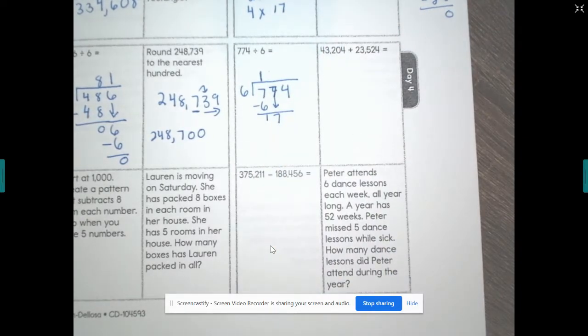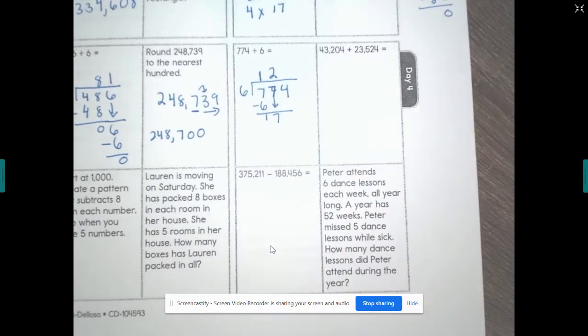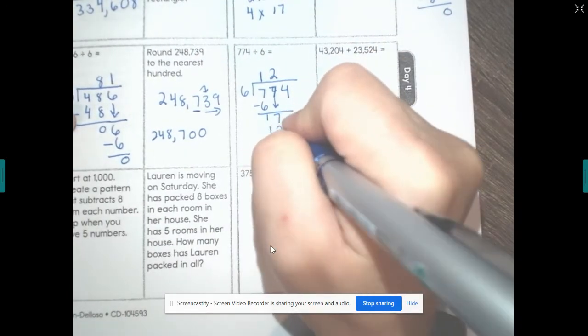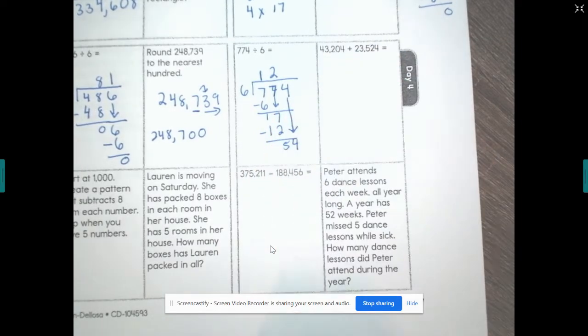What times 6 gets us close to 17 without going over? So 6 times 3 is 18. So that's a little too big. So we have to do 6 times 2. And 6 times 2 is 12. Subtract, you get 5. Bring down your 4, and then start all over.